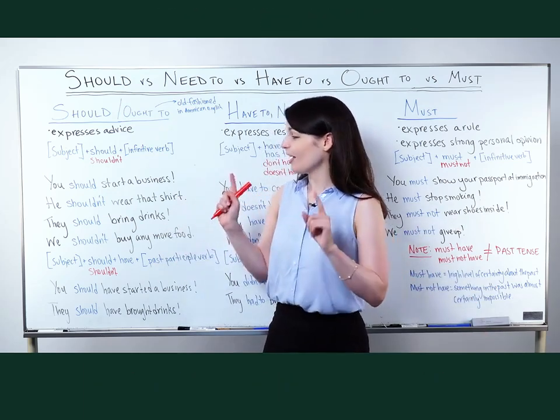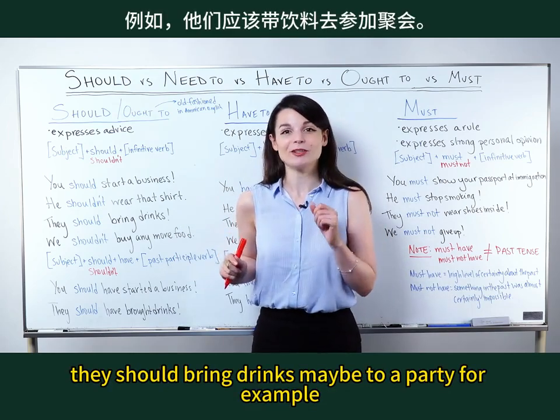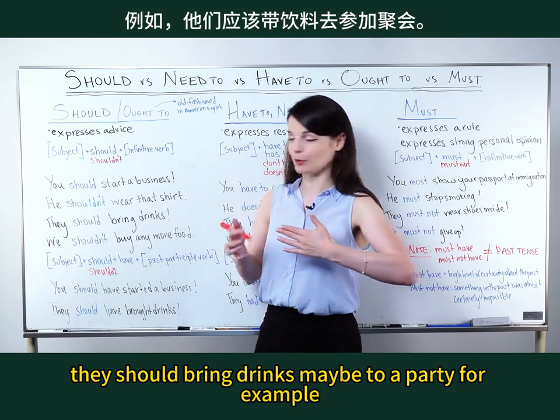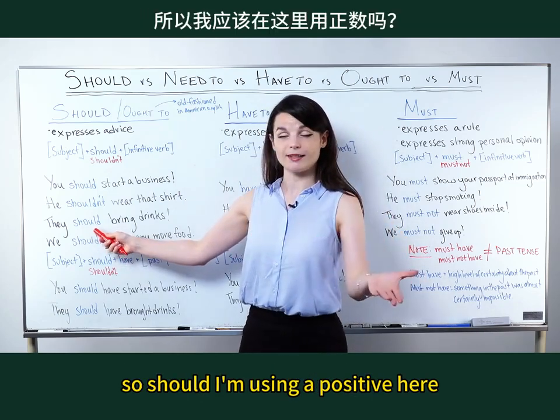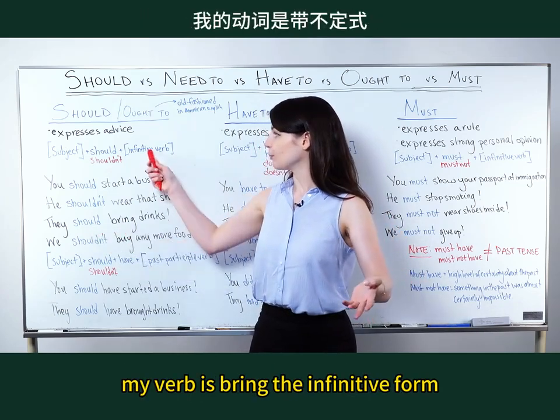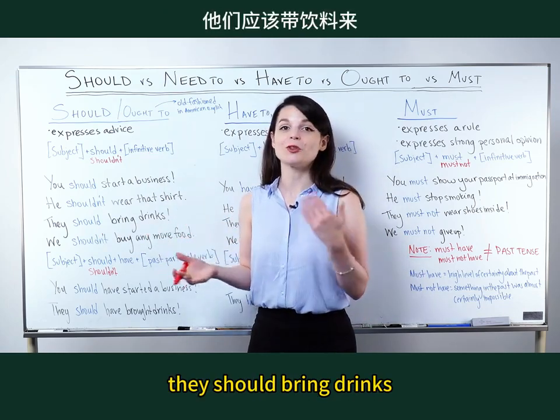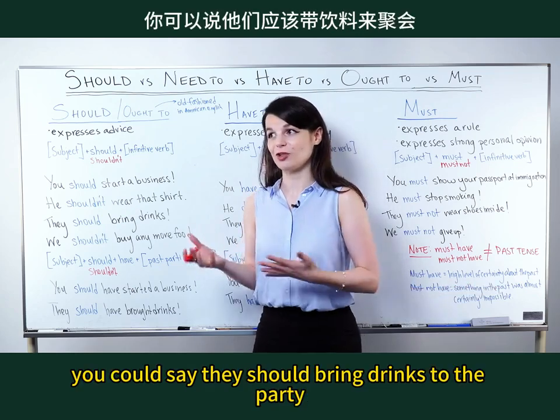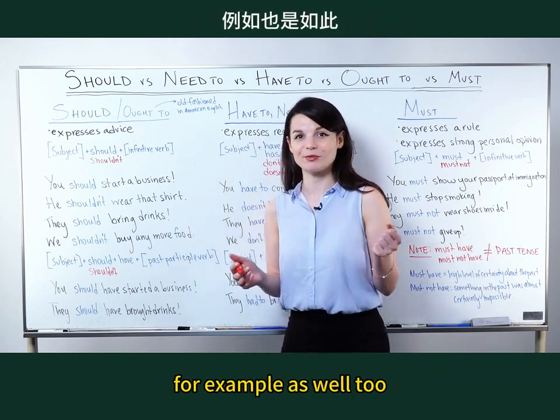Third example, they should bring drinks. They should bring drinks, maybe to a party, for example. So should, I'm using a positive here. My verb is bring, the infinitive form. They should bring drinks. You could say they should bring drinks to the party, for example, as well.